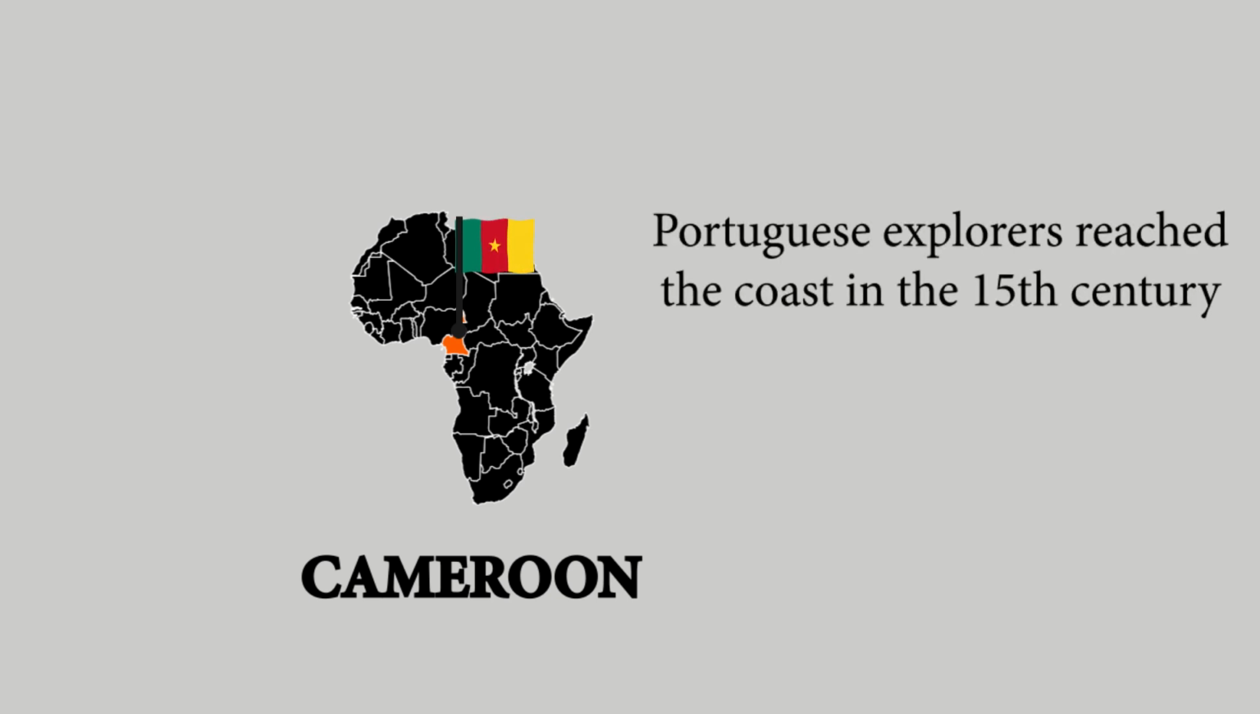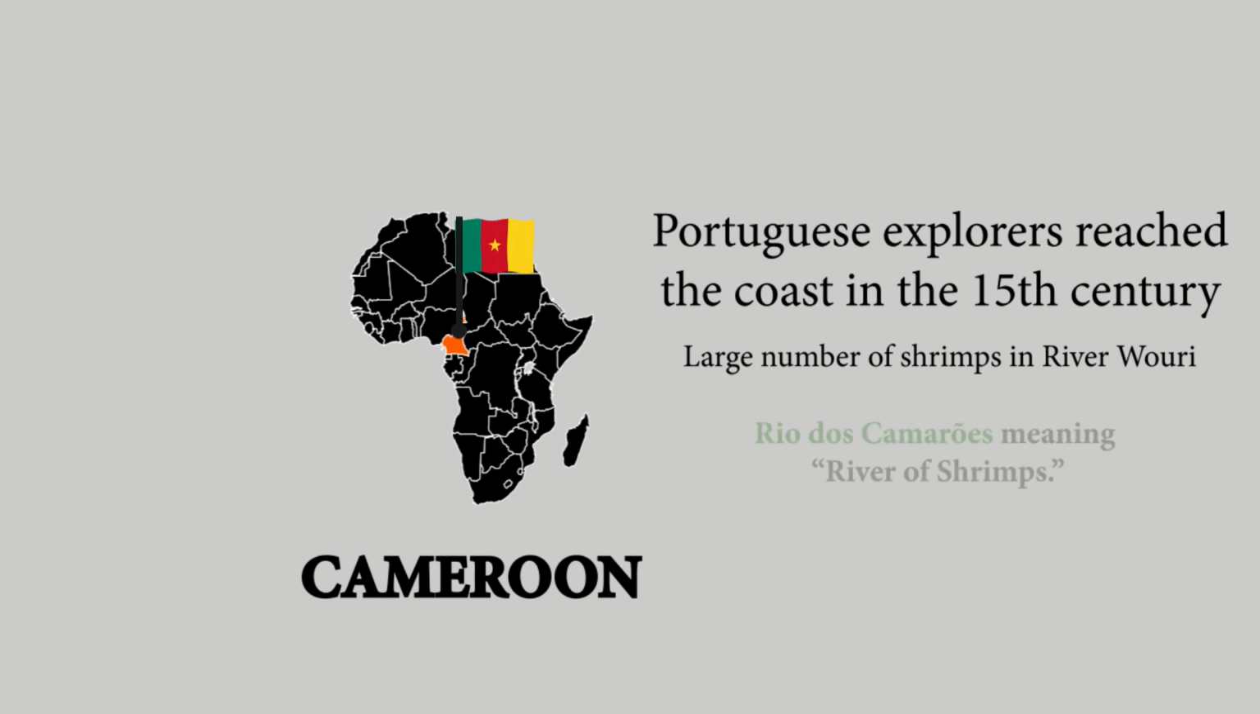Cameroon. Cameroon is located in Central Africa, and it has one of the most unique names in Africa. When the Portuguese explorers reached the coast in the 15th century, they were intrigued by the large number of shrimps they found in the river Wouri. These explorers renamed the area Rio dos Camarões, meaning River of Shrimps, which became Cameroon in English.